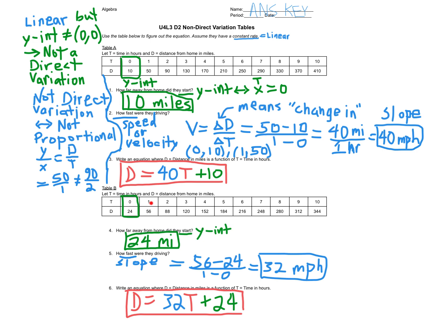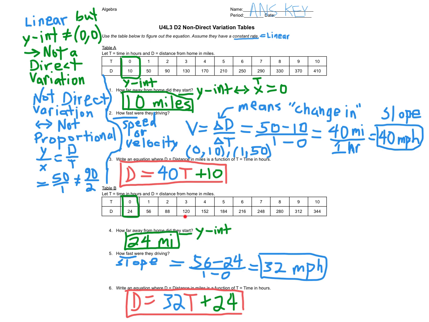And from 0 to 1 only means they went 1 hour to get there. Notice between the 56 and 88 is also 32 miles. And from 1 hour to 2 hours, again, that's only a difference of 1 hour. This is true no matter what you jump between.